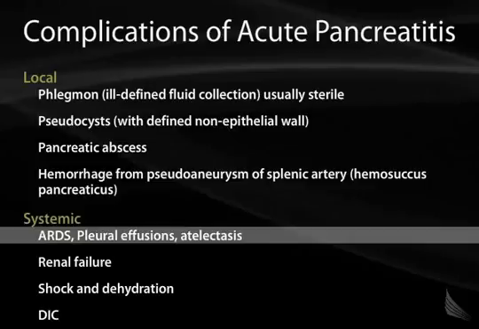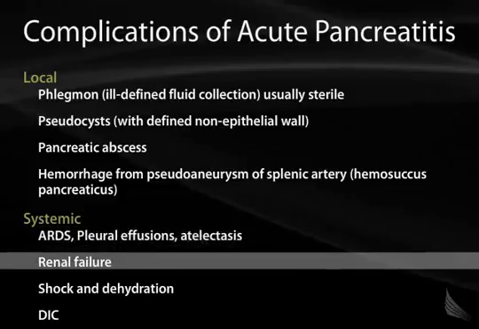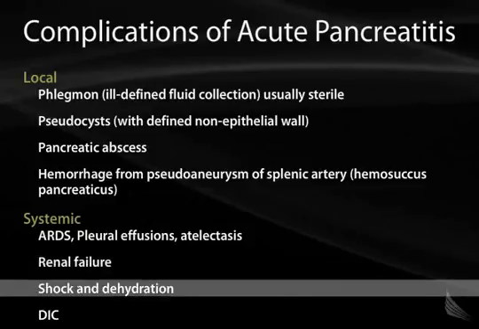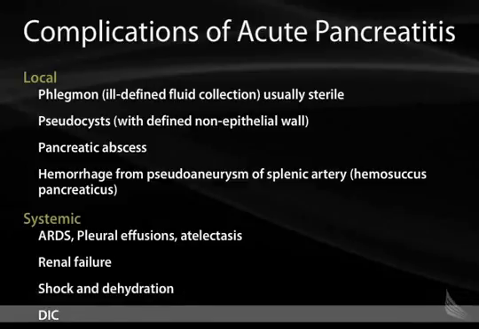Systemic complications of acute pancreatitis include ARDS, pleural effusions, and atelectasis. There is also renal failure associated with acute pancreatitis and often occurs because of intravascular volume depletion. Shock and dehydration may occur for the same reason, and when multi-organ failure is developing, DIC may also occur.